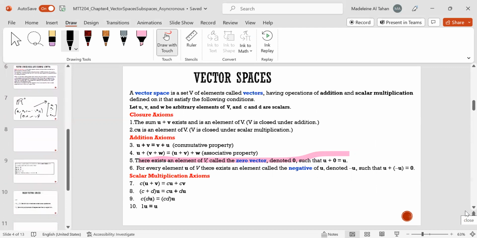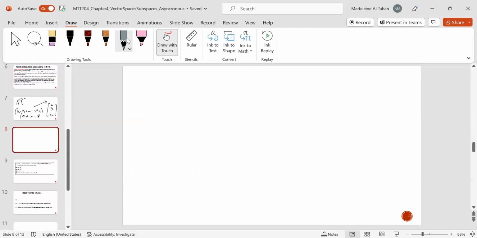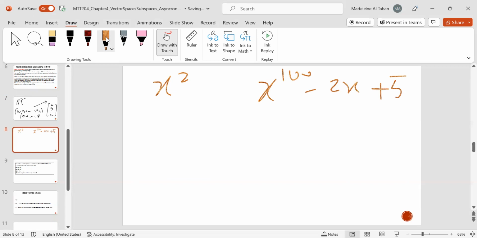Okay, let's go to another space. What about polynomials? Polynomials are very important, right? Usually when we talk about polynomials, that means that we need a degree for it. For example, x squared is a polynomial of degree 2. x to the power 100 minus 2x plus 5 is a polynomial of degree 100, and so on.